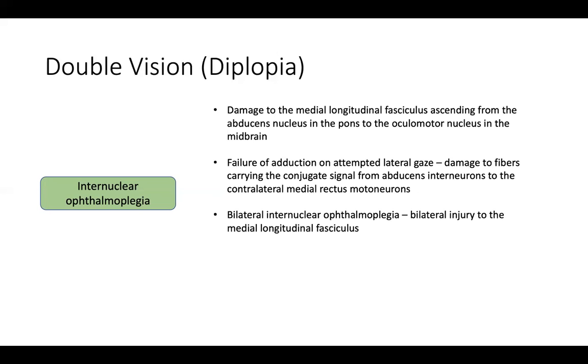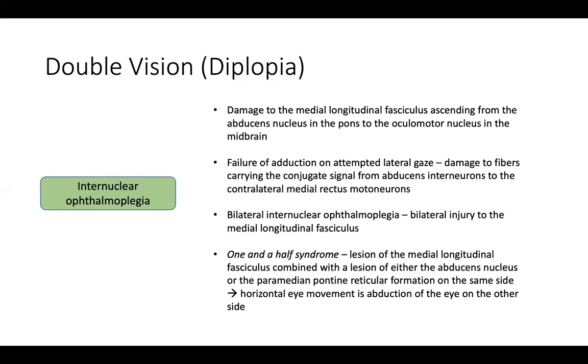A patient with bilateral injury to the medial longitudinal fasciculus will have bilateral internuclear ophthalmoplegia. Multiple sclerosis is the most common cause, although tumor, stroke, trauma, or any brainstem process may be responsible.